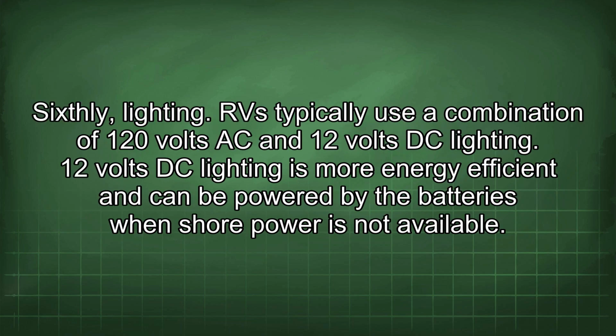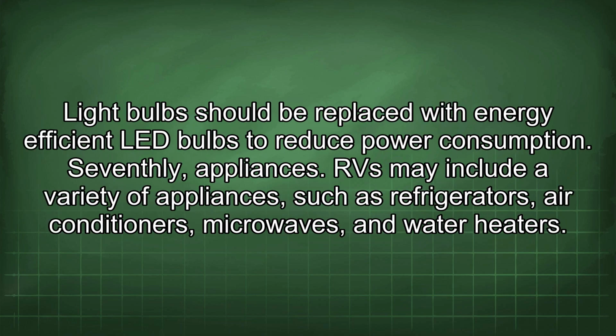Sixthly, lighting. RVs typically use a combination of 120 volts AC and 12 volts DC lighting. 12 volts DC lighting is more energy efficient and can be powered by the batteries when shore power is not available. Light bulbs should be replaced with energy efficient LED bulbs to reduce power consumption.